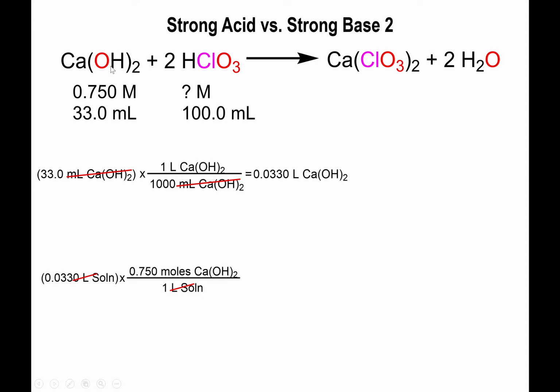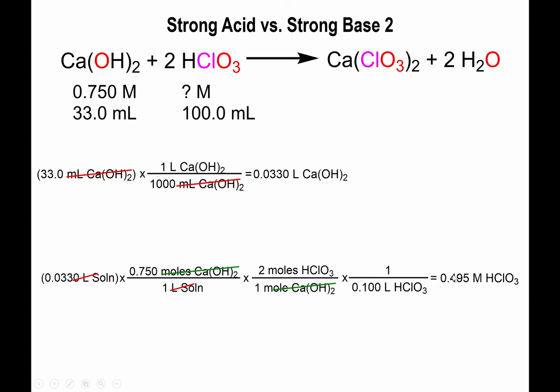And what we're going to use is the balanced equation to switch over from calcium hydroxide to chloric acid. For every 1 mole of calcium hydroxide, we use up 2 moles of chloric acid. So on the bottom, we're going to have the 1 mole of calcium hydroxide, so the moles of calcium hydroxide cancel out. And on top, we'll have the 2 moles of chloric acid. Finally, we're going to divide the moles of chloric acid by the volume in liters of chloric acid that we started with. So we divide by 0.1 liter to ultimately find out that the chloric acid concentration was 0.495 molar.